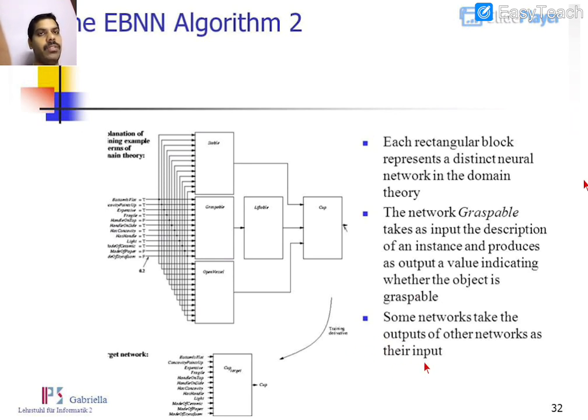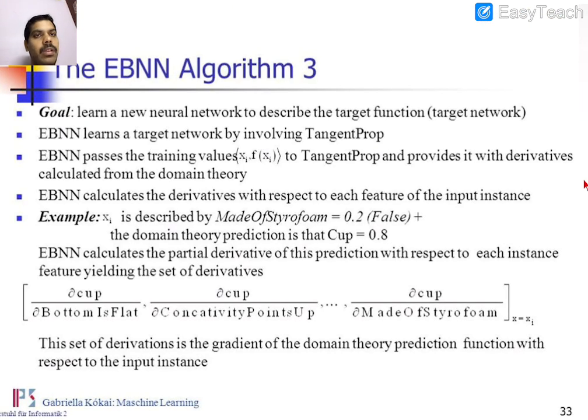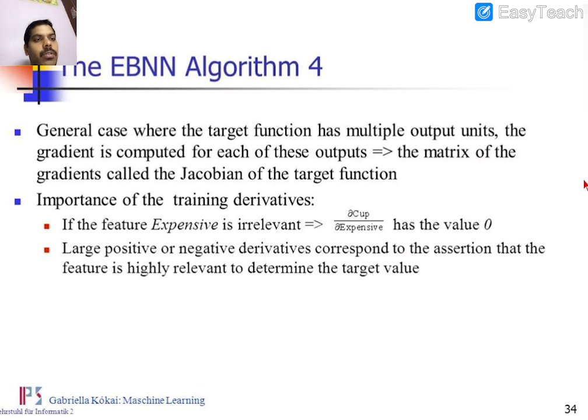So what are the features which are going to support the graspable property? In that way, we have defined the networks. Some networks take the output of other networks as their input. And so what is the goal which we require for the EBNN algorithm? How we are able to achieve such target goal, that we have seen with an example.